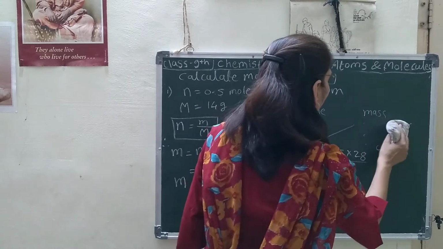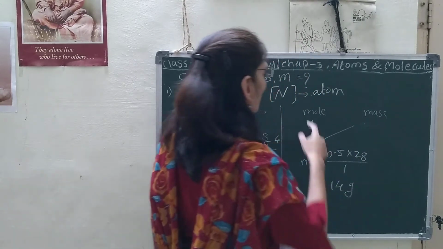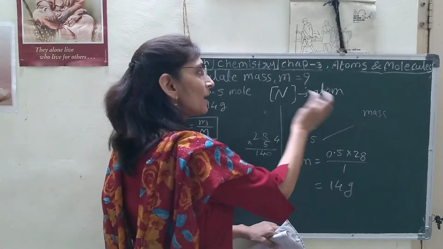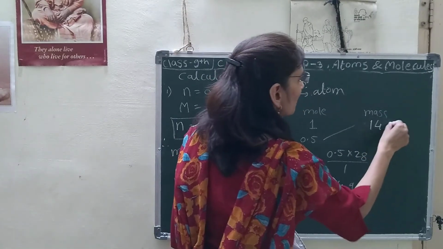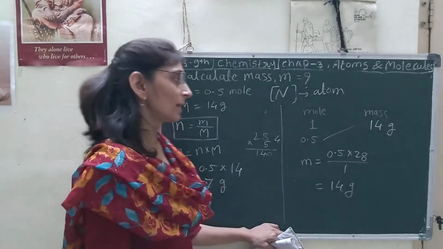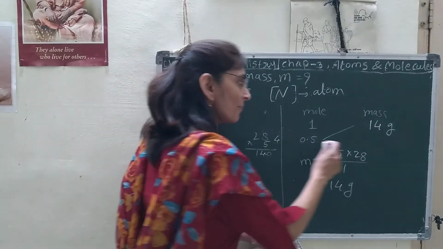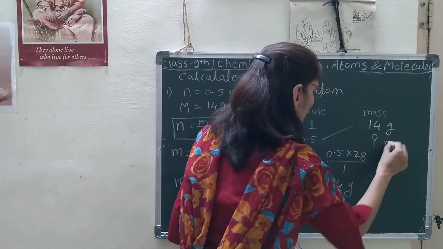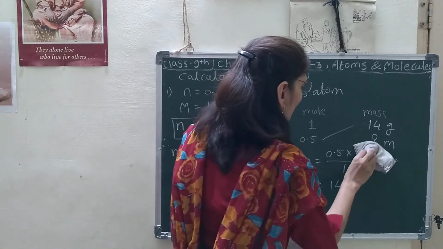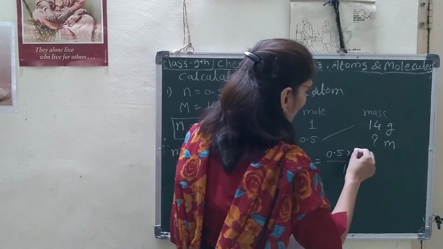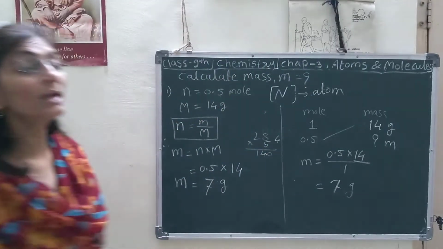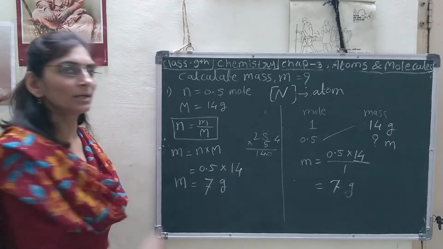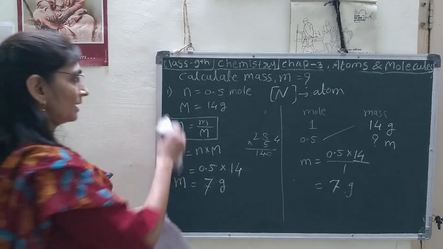Same here, for 1 mole of nitrogen atom, what is the atomic mass? Atomic mass will be 14 gram. So for 0.5 mole, how much mass will be there? Here instead of 28, we have to write 14, and as we have just calculated, that will be 7 gram. So that is the second condition.